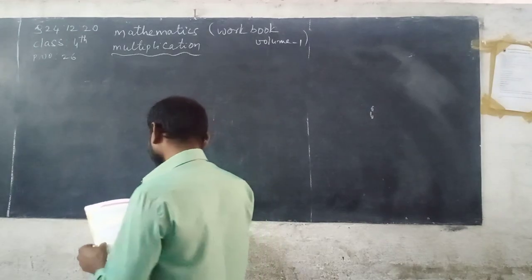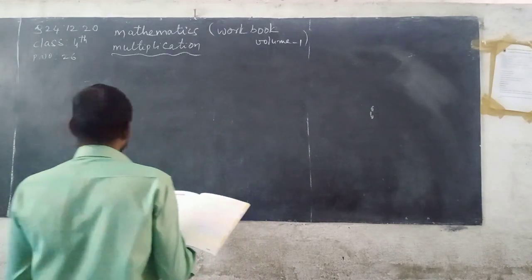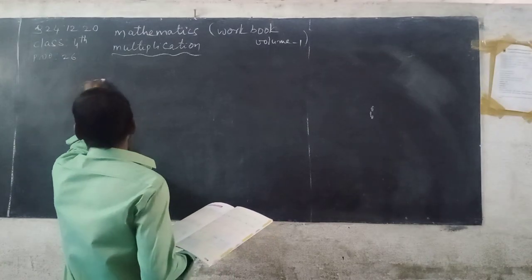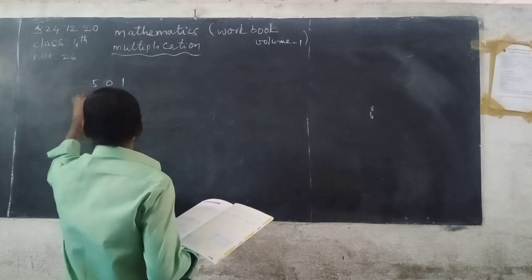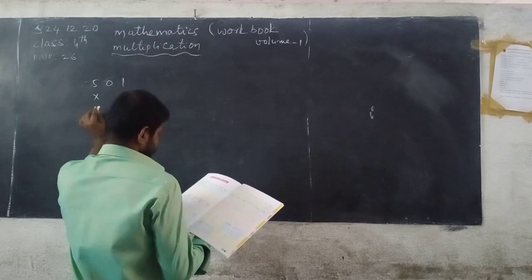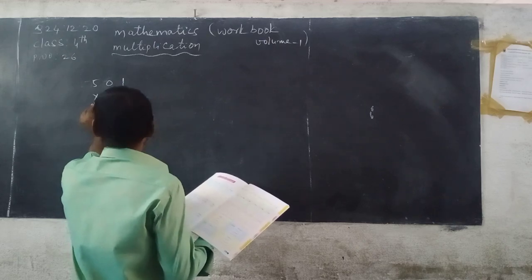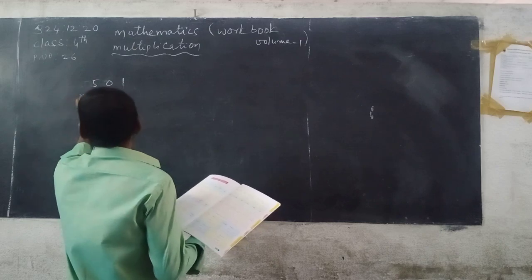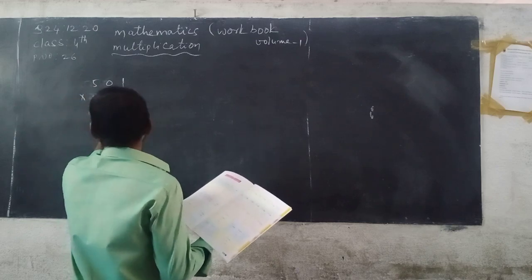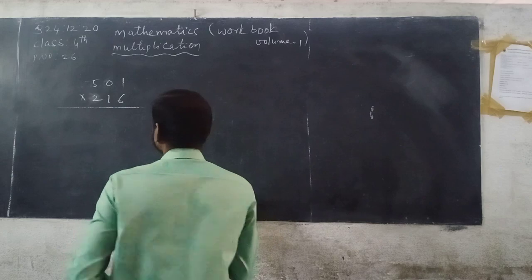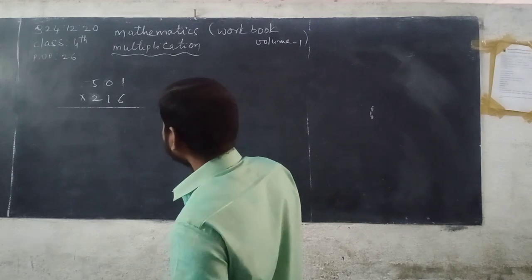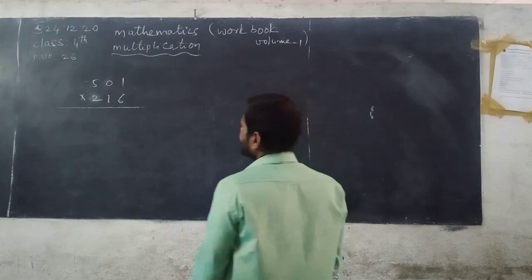Now next, 501 into 216. Listen carefully. So first we multiply the digits in the ones place with 6.